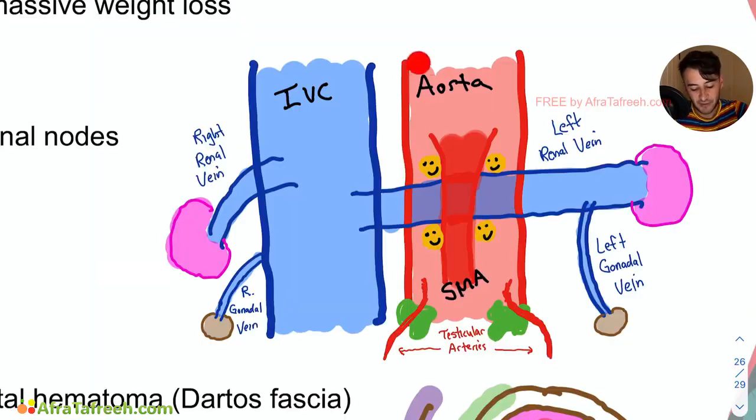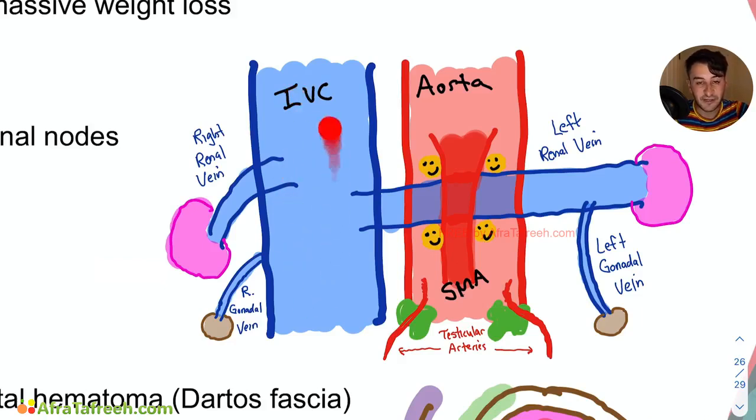So here we have our big aorta and our big inferior vena cava. Let's talk about arterial supply first. So arterial supply to the testes is going to occur from our testicular arteries, which are going to branch directly off the aorta and go to the right and left testicle. Now when we talk about venous supply, this is where it gets a little bit tricky.